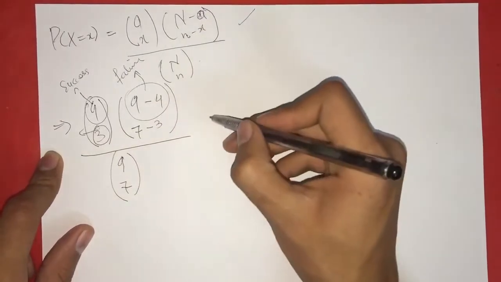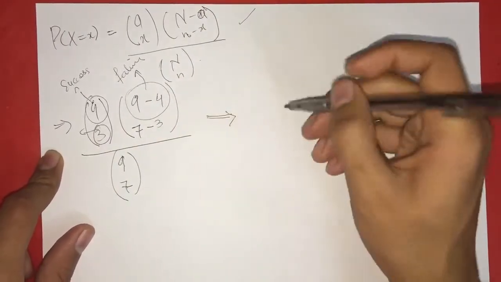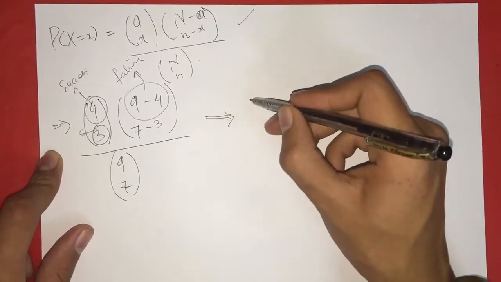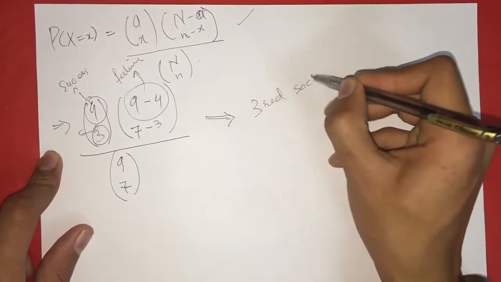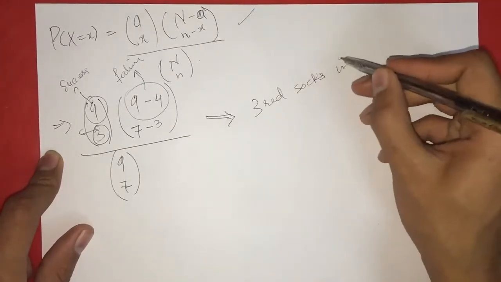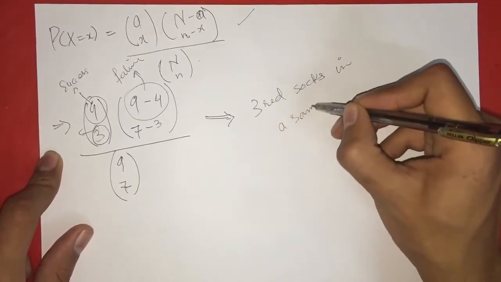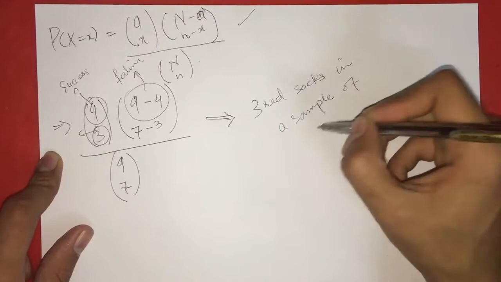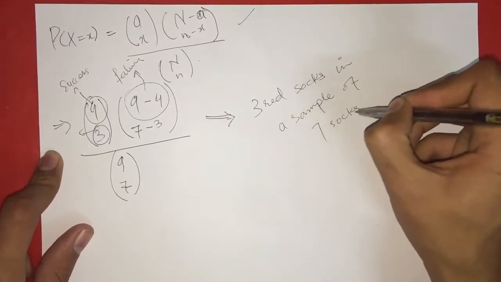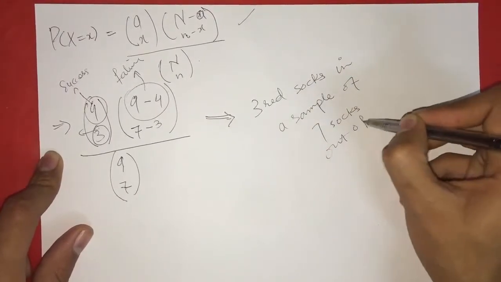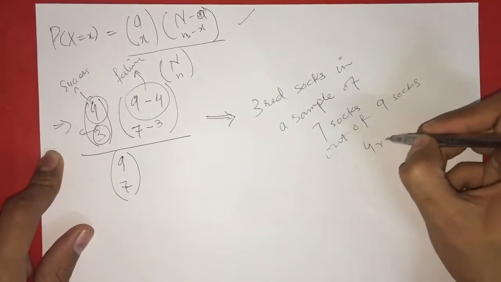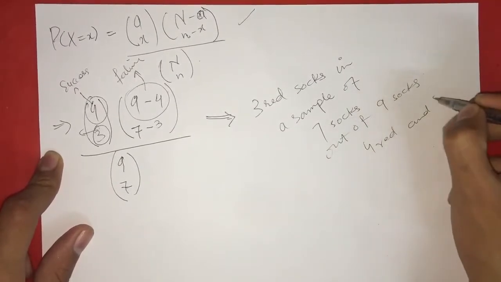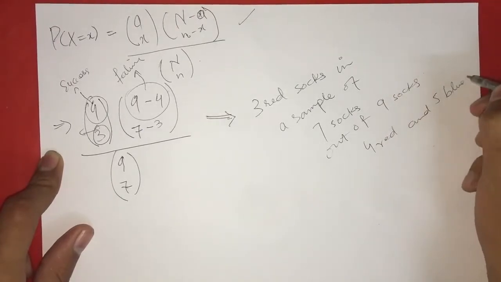Once you calculate this, it's going to give you the probability of getting 3 red socks in a sample of 7 socks out of 9 socks in total, in which 4 were red and 5 were blue.